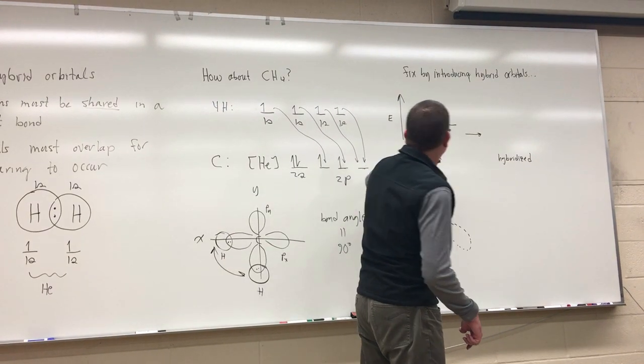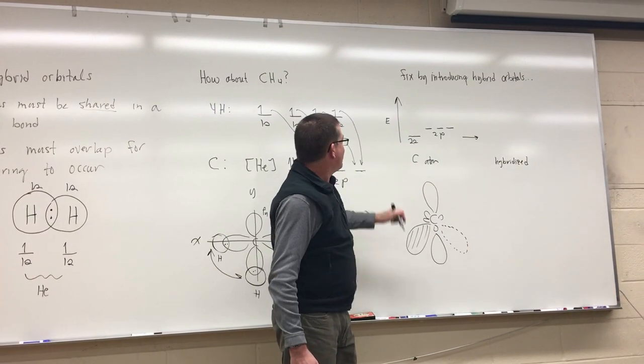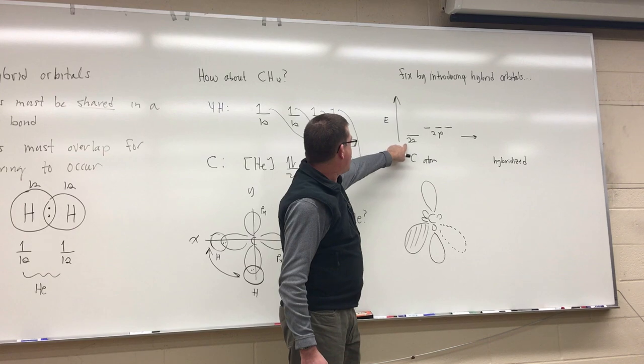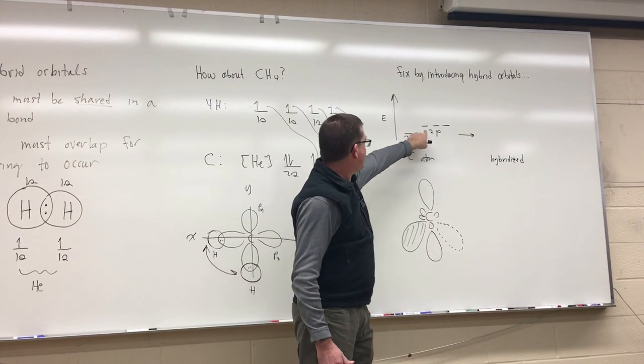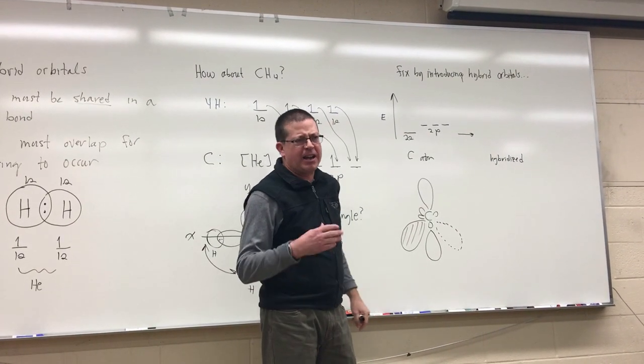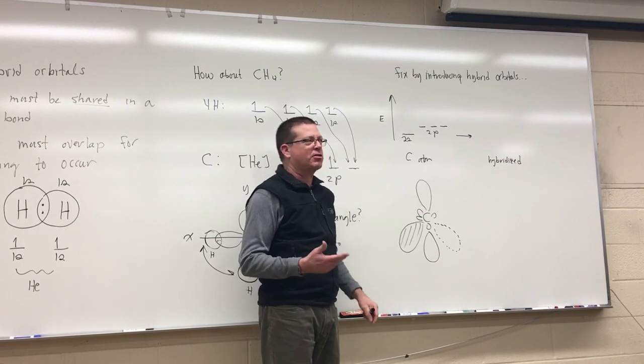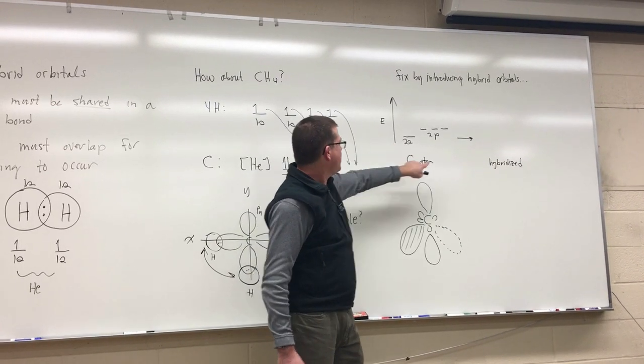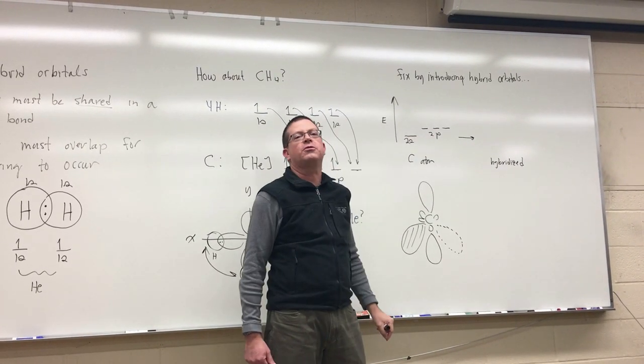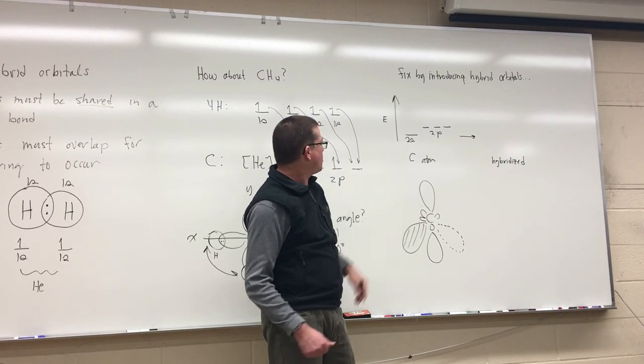Alright, so anyway, what we're going to do is the same kind of thing here. What I want to do is make a hybrid between the 2s orbital and the set of 2p orbitals, so that now the set of hybrids is going to have some characteristics of the 2s orbital, and it's going to have some characteristics of the 2p orbital. All right? That's what we're going to see.